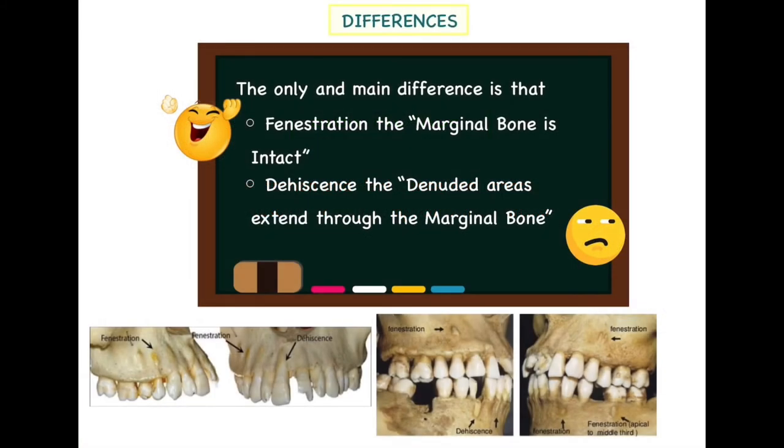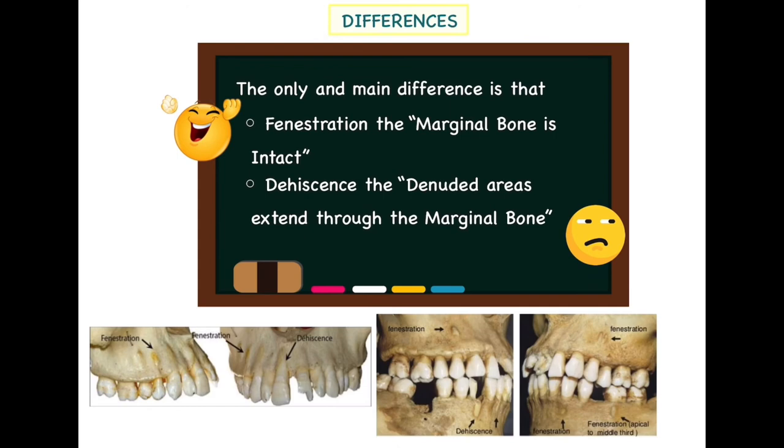So now let's talk about the differences, right? The most common question which is asked in exams as a short answer question. There is only a single difference which is the most important, and you can say it is the chief difference between fenestration and dehiscence. It is that in case of fenestration the marginal bone is intact, or the alveolar margin is intact. However, in case of dehiscence there is a complete destruction of the marginal bone. Now I have told you a mnemonic previously to remember this: fenestration is a funnel shape defect, and dehiscence is nothing but denudation of the marginal bone entirely, along the roots entirely.